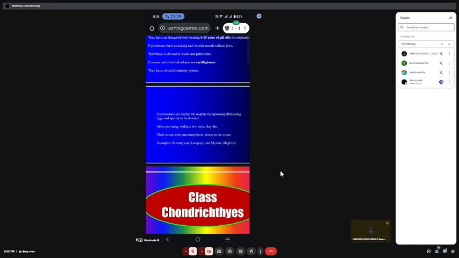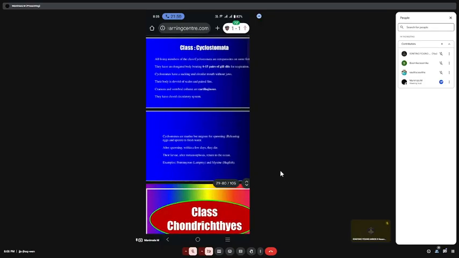Okay, their larva, after metamorphosis, the larval stage changes to the adult stage and returns to the ocean. Examples are Petromyzon, the lamprey, and Myxine, the hagfish. So these are some of the organisms that come under the cyclostomata. So this is what the cyclostomata are about, about the life.